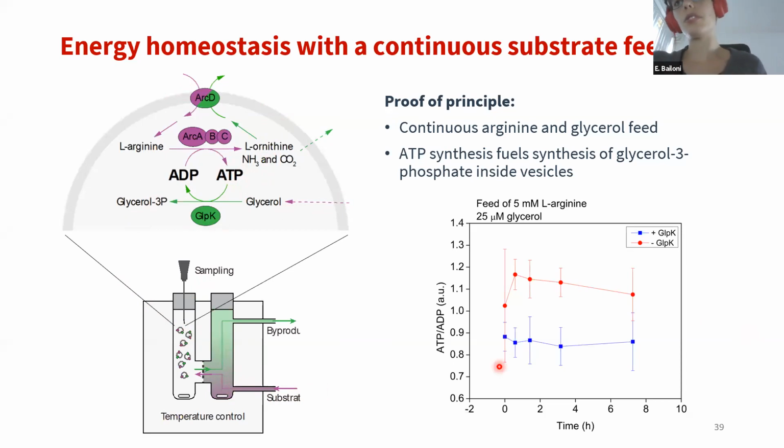And what we could observe in a preliminary experiment was that in the absence of glycerol kinase, we could observe an ATP buildup relative to ADP over time, because ATP was produced but not used up. While in the case where we added glycerol kinase to the system, we didn't manage to observe any buildup because the hydrolysis of ATP was so fast that at no point in time we were able to obtain a buildup.